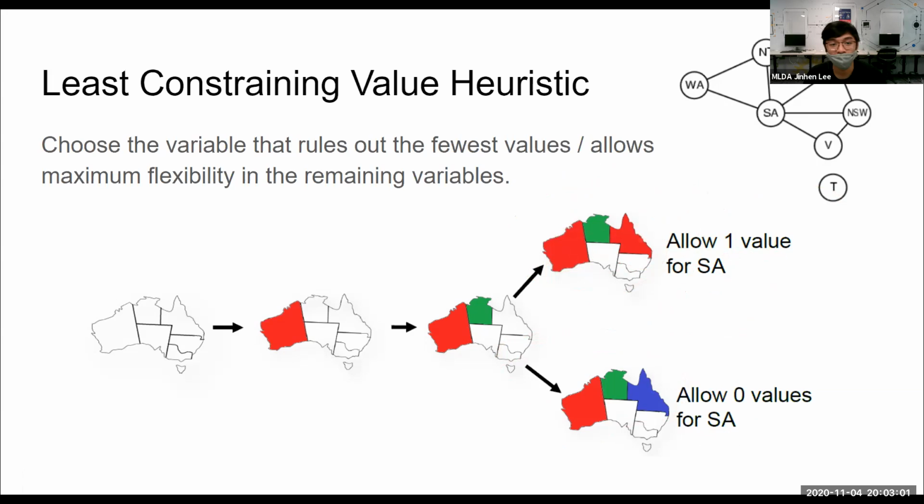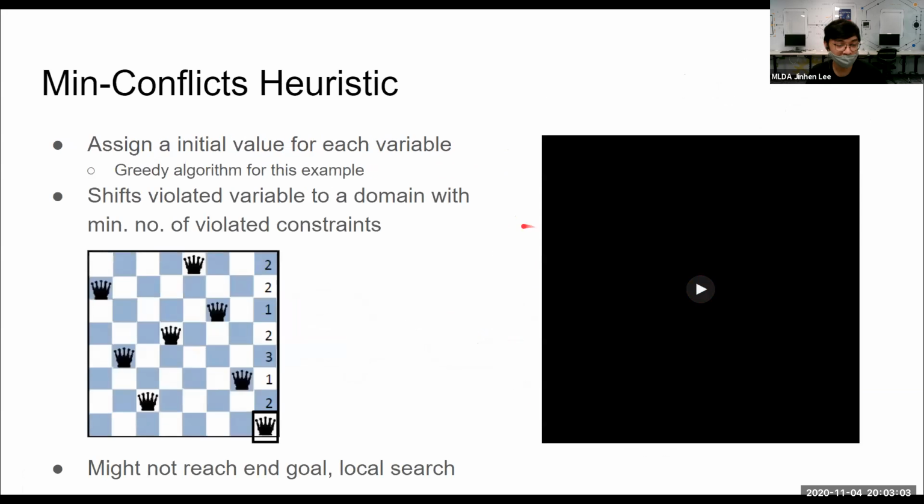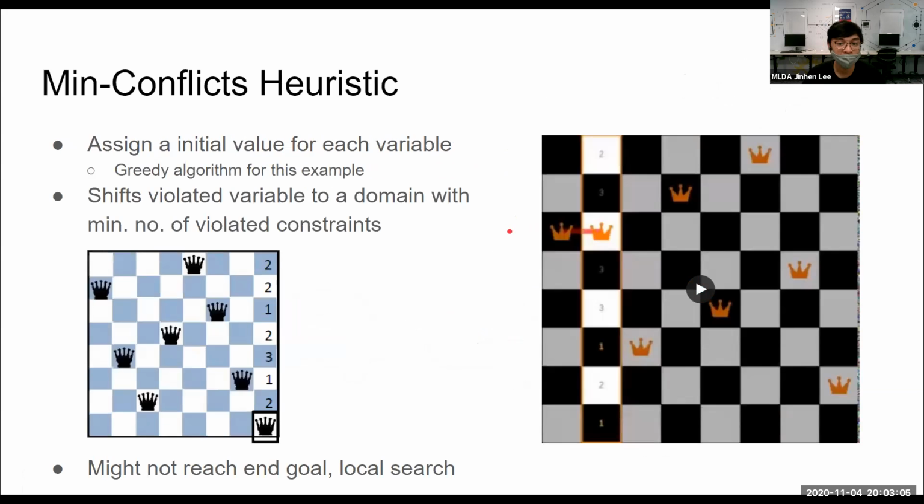Okay, then the last heuristic we can talk about is that we can assign an initial value for each variable. In this case, later in the video, we will use a greedy algorithm for the initial filling of values. And then what happens is we look at this queen. Just now it was 4 queens, now this is 8 queens.